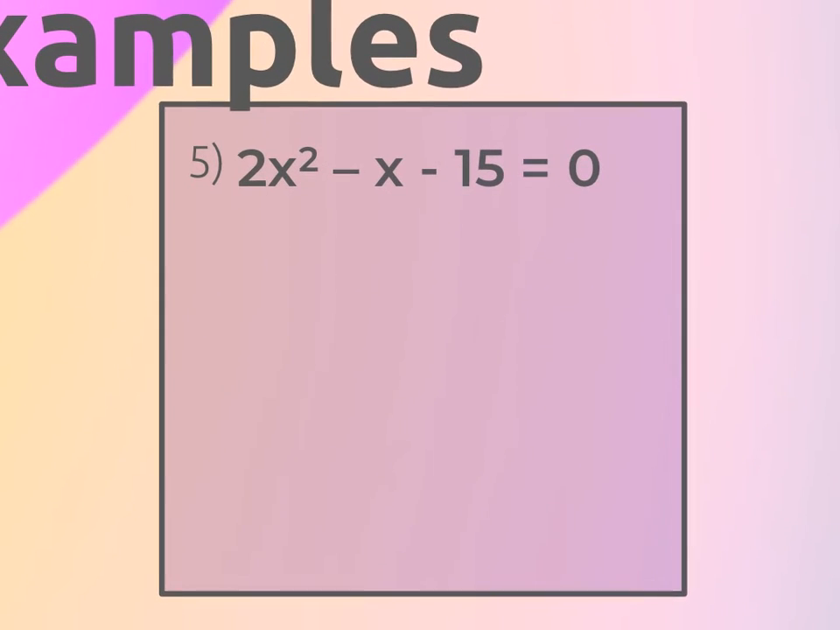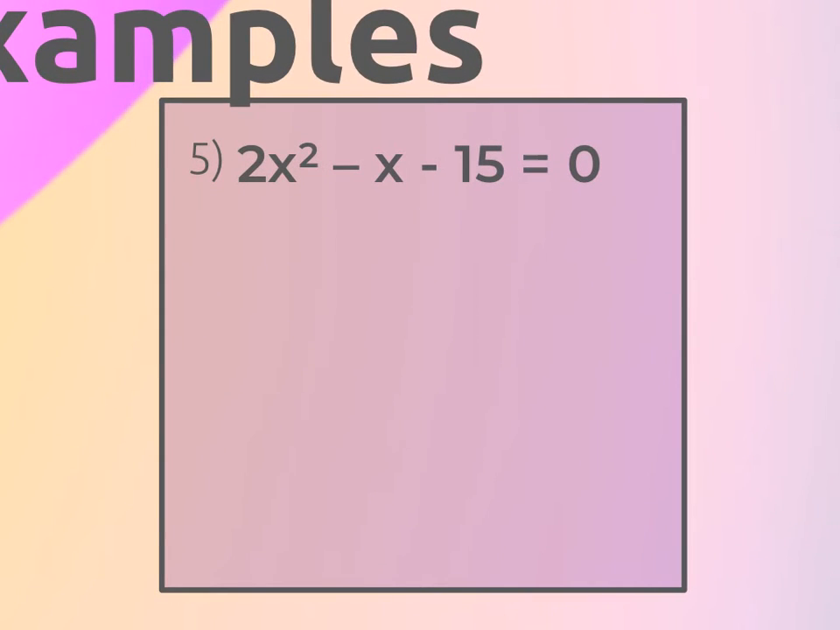All right, go to 5. Already set equal to 0. This time, everything's on the same side. I have to factor it. This time I've got a number in the front. Remember that we have two choices, either trial and error or first and last. So I'll do first and last this time. 2 times negative 15 is negative 30. Factors of negative 30 that sum to negative 1 are negative 6 and positive 5.